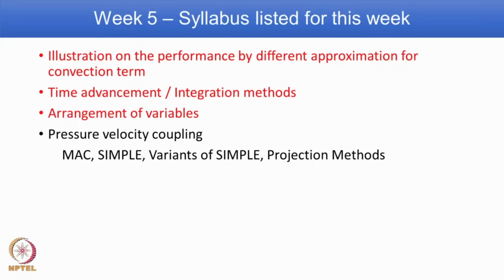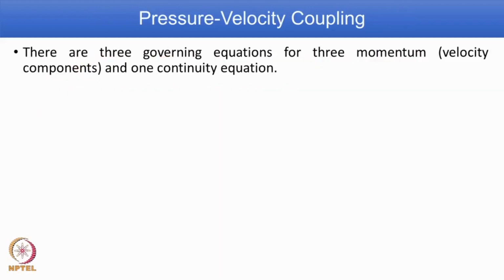We listed 4 procedures. Out of the 4 procedures, last class we have particularly seen a method called marker and cell method, MAC. So, this class we will focus on another method, what is known as the SIMPLE method. For the sake of continuity, we will try to understand once again what is pressure velocity coupling.